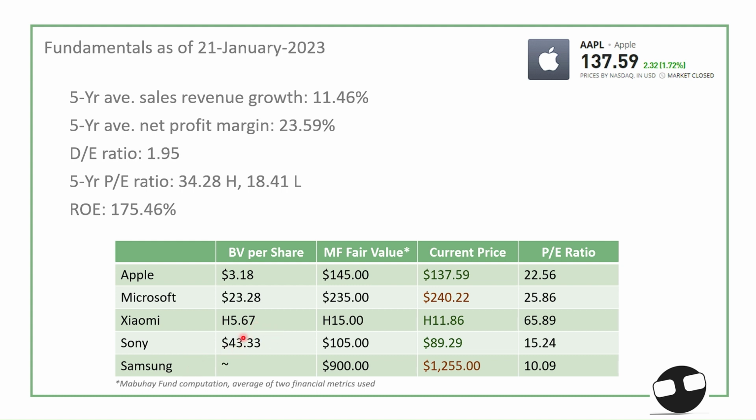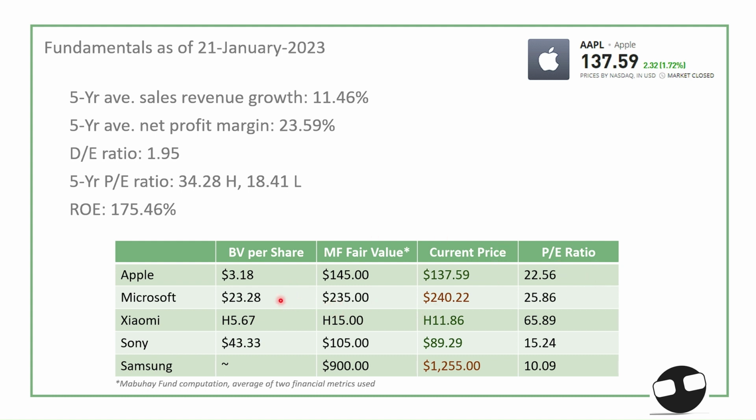So these are companies that are engaged in not just software but hardware as well, electronic devices and gadgets. For Apple, book value is around $3. Computed fair value by Mabuhay Fund is around 145 per share. The current price is 137, so it's pretty much undervalued. We can still see some upside, but the P/E ratio is around 22.